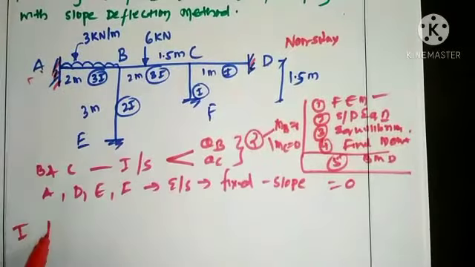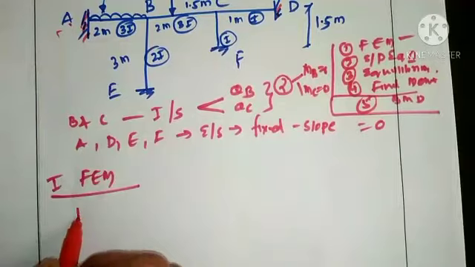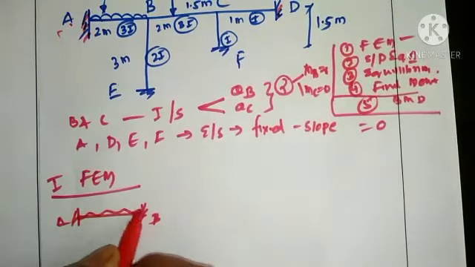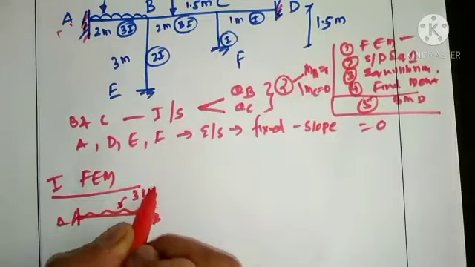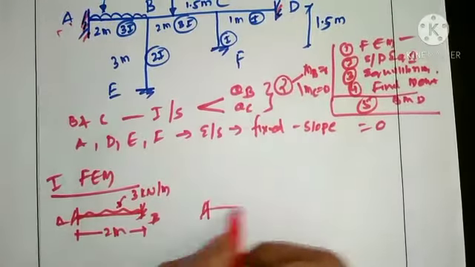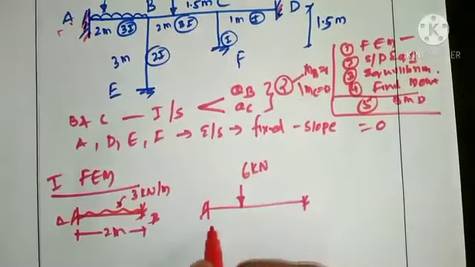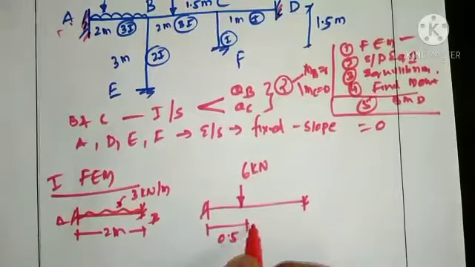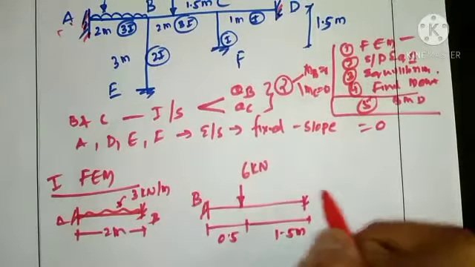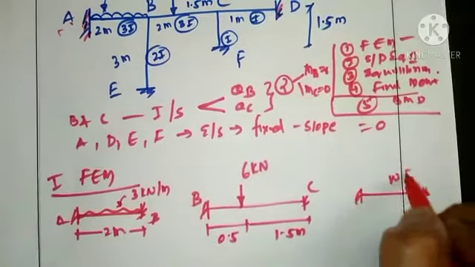To begin with the first step, we are going to find the fixed end moment. To find the fixed end moment, draw the free body diagram of the individual elements. First, A and B, which carries a UDL of magnitude 3 kN per meter over a length of 2 meters. Next, B and C, which carries a 6 kN load, and the distances will be 0.5 and 1.5 meters, so the total distance will be 2 meters. Then C and D, which doesn't have any load, so W is 0.